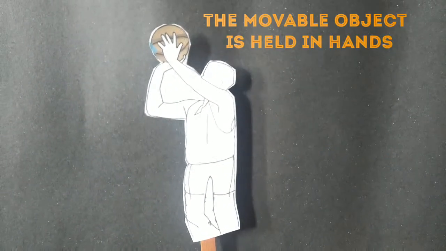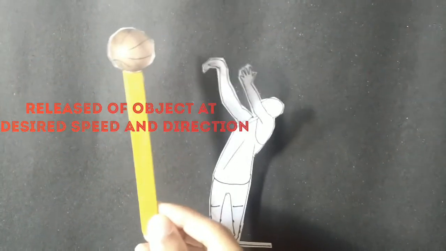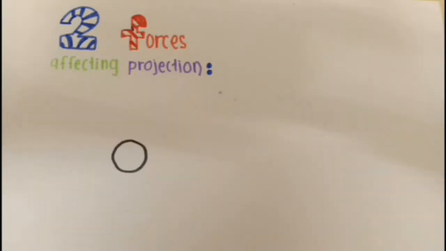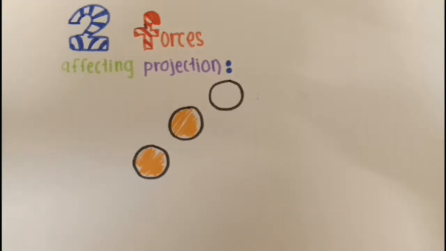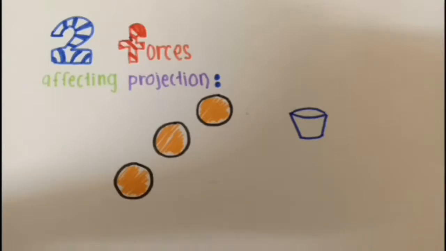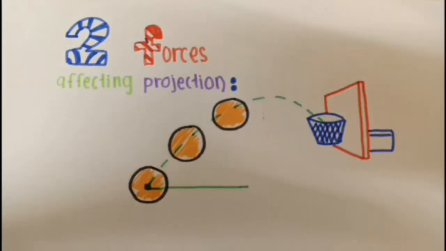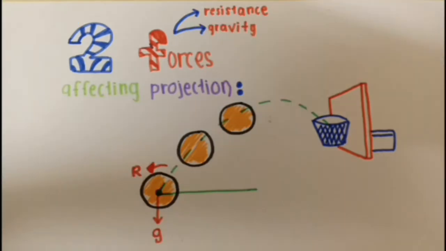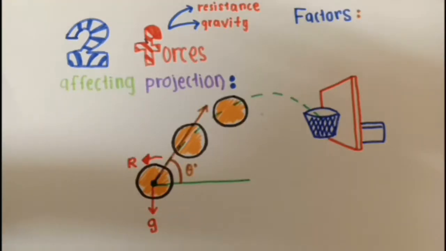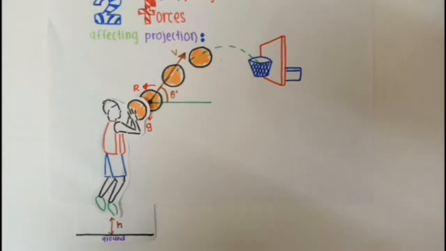Projection occurs when the projected object has development of kinetic energy. So there is a ball that is projected into the net. The two forces affecting projection are, first, resistance, and second, gravity. So what are the factors affecting projection? First the angle, second velocity, and third the height of the projection.